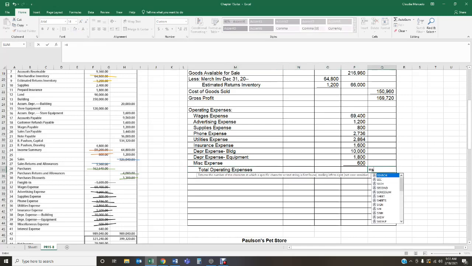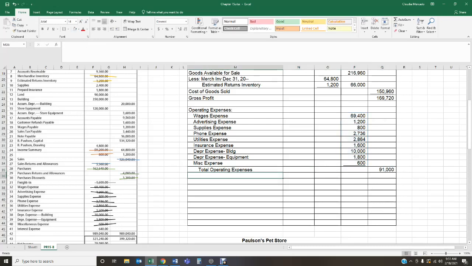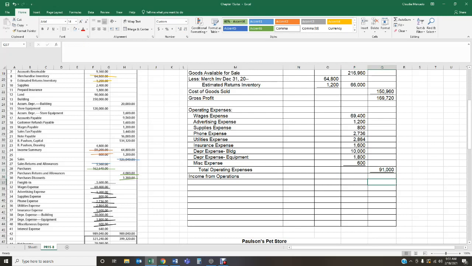So we're going to add them all together. And let's see, total of my expenses is $91,000. Now I can calculate my income from operations. This is how much I have left over based on the operations, the revenues, and the expenses undertaken by the business. So I'm going to take my gross profit minus my total operating expenses, and that's going to give me income from operations of $78,720.